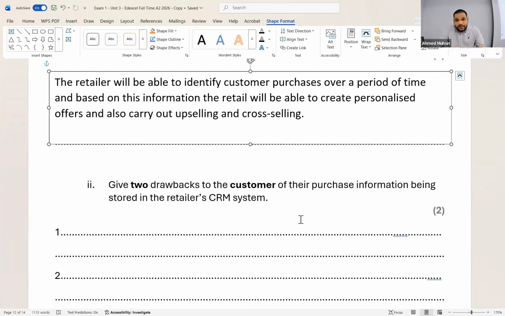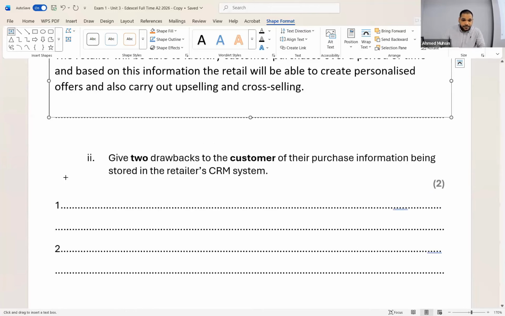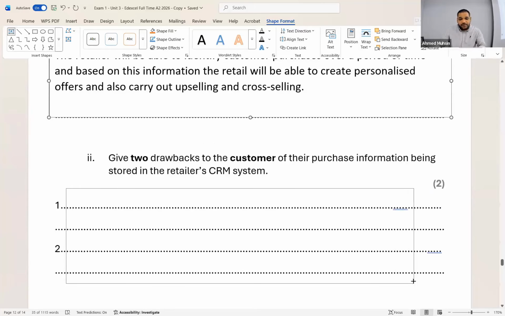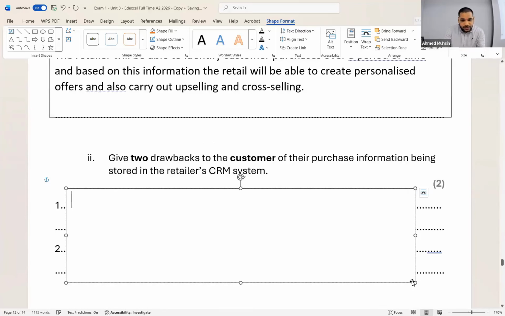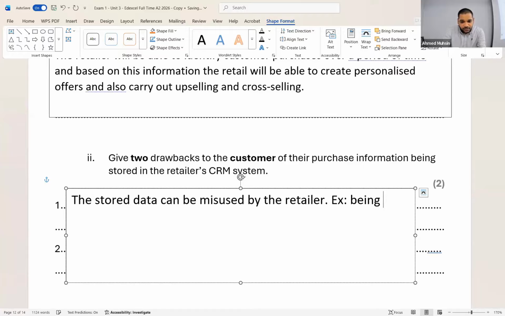You just told me, right? The retailer will be able to do cross-selling and upselling. He's going to be basically annoying you, right? So you can talk about that as well. So drawback number one, you can talk about the stored data can be misused by the retailer. Example, being sold to third parties. Then spamming can take place.